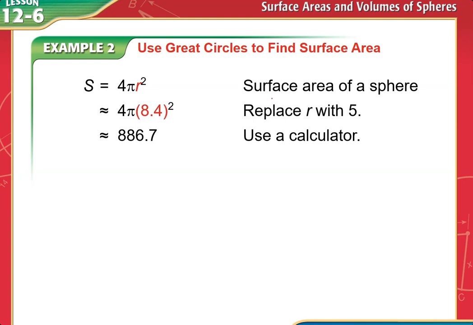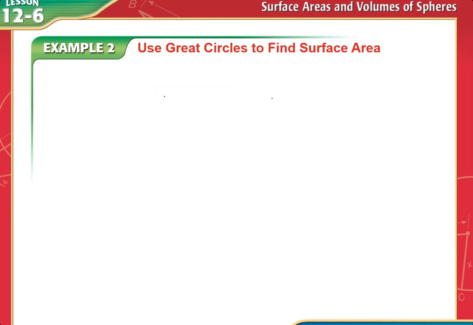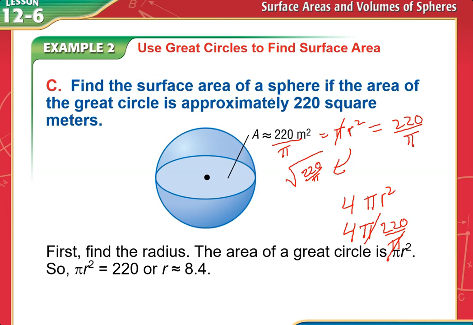Okay. Now, I think they approximated, obviously. So when they did this, they solved an approximation of the radius, where we use an exact r squared equals 220 over pi. So our answer was actually a little bit better.